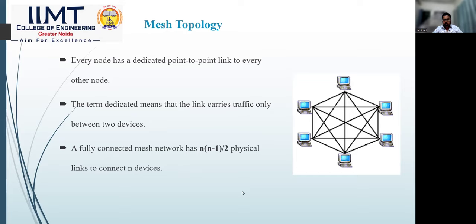And here is a formula to calculate the number of links used to connect n number of devices. The formula is n into n minus 1 divided by 2, which gives the physical number of links required to connect n number of devices in a mesh topology.